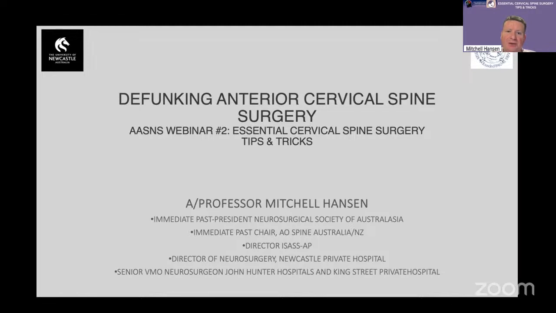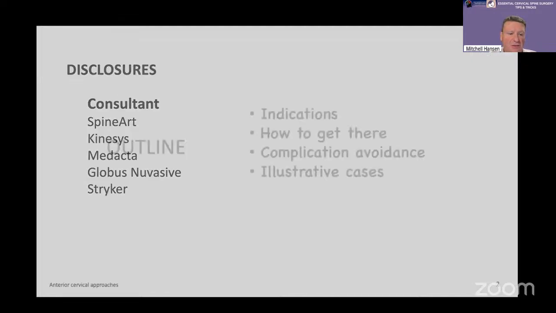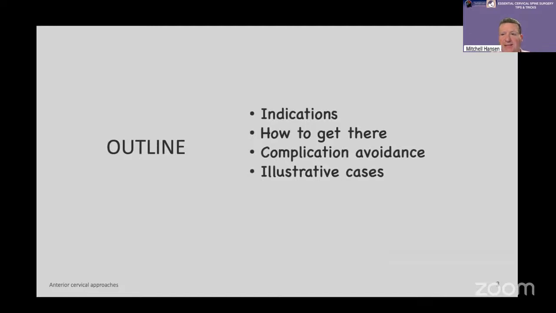As she said, I'm going to talk about anterior approaches to the cervical spine. There are my disclosures. So basically, an outline of what I'm going to talk about tonight. I'll run through the indications for anterior surgery. I'll talk a little bit on how to get there, hopefully speak a little bit about some of the things to do to avoid some complications, and then I'll just finish off with a few illustrative cases.